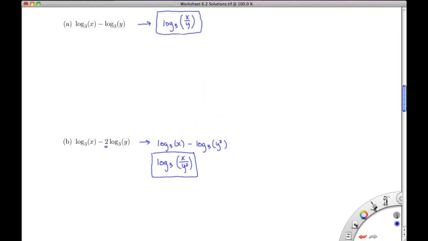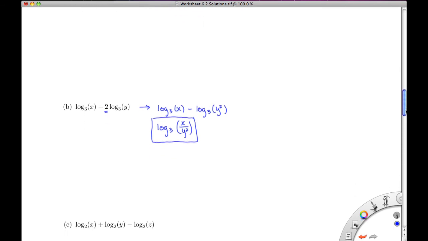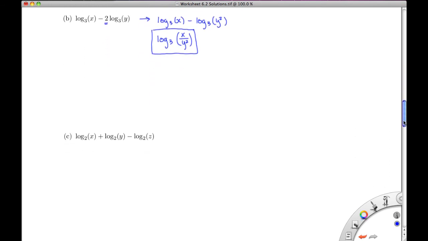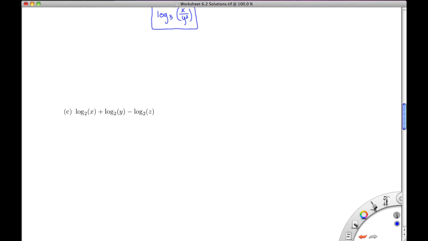So maybe a note on this, that you're done with these problems when there are no coefficients. You've got the log of just one expression, and that would be considered a simplified single logarithm. All right, so for part C, we're taking it up a notch because we've got 3 different logs to combine.